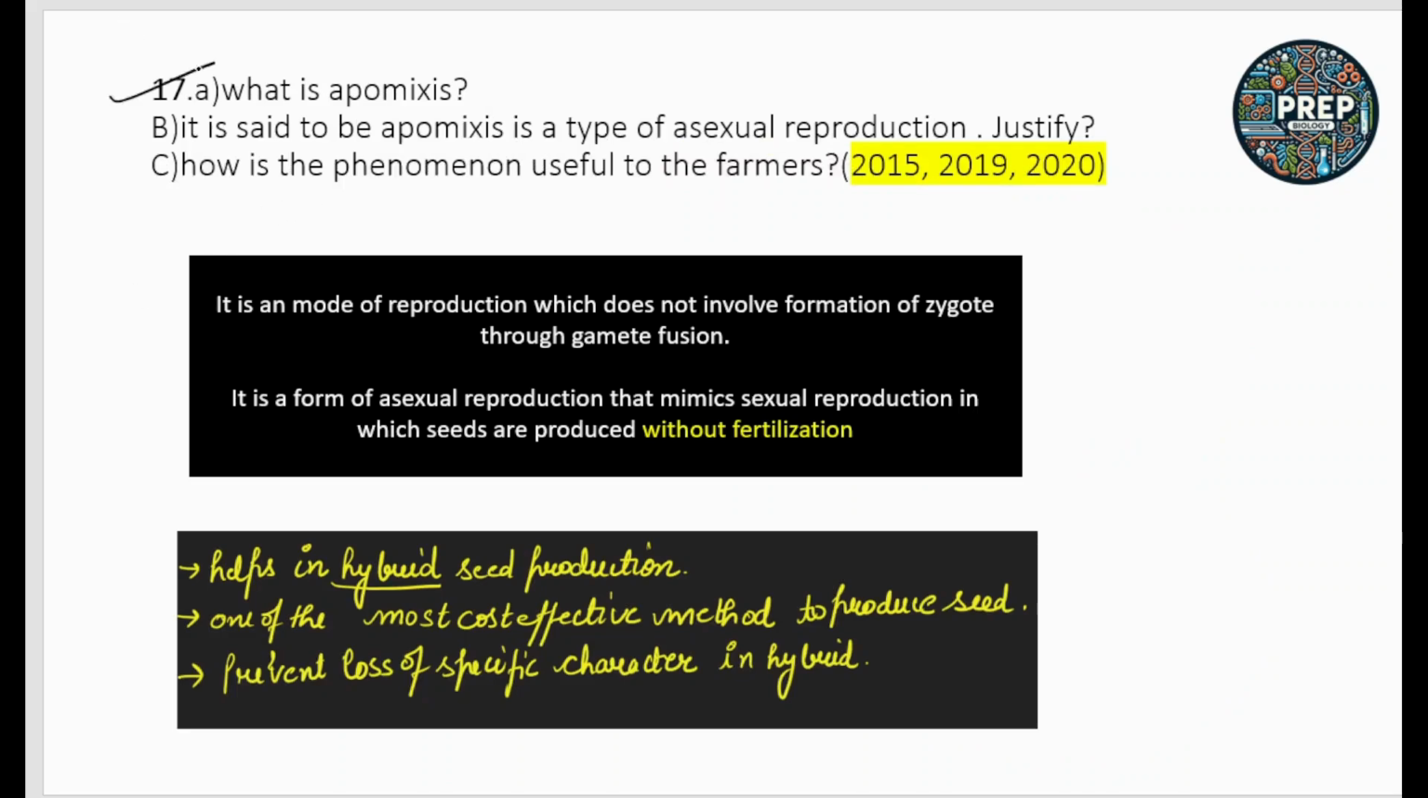Next question is, what is apomixis? We have studied in the classes that it is the mode of reproduction which does not involve formation of a zygote through gamete formation. It is a form of asexual reproduction that mimics sexual reproduction, in which seeds are produced without fertilization. So in apomixis, fertilization is not there. That's why it is a type of asexual reproduction.